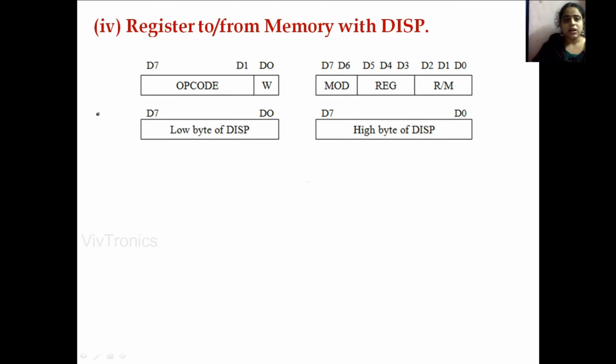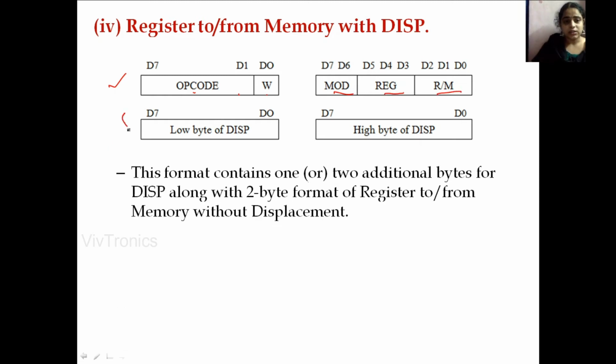And you can see the upper 2 bytes are the same as the previous one, like opcode, W and MOD field, REG field, r/m field. Okay, but we are having additional 2 bytes. Those are lower byte of displacement and higher byte of displacement. Whether it is an 8-bit displacement, there will be only 3 bytes, there won't be higher byte of displacement.